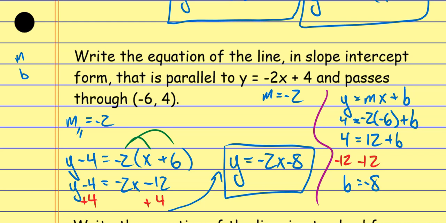And then after I have that, okay, I have the slope and the y-intercept. Now I can write it in slope-intercept form: y equals -2x minus 8. Okay? Either one of those methods is acceptable. I think writing in point-slope form is typically easier when you're given a slope and a point. Okay?